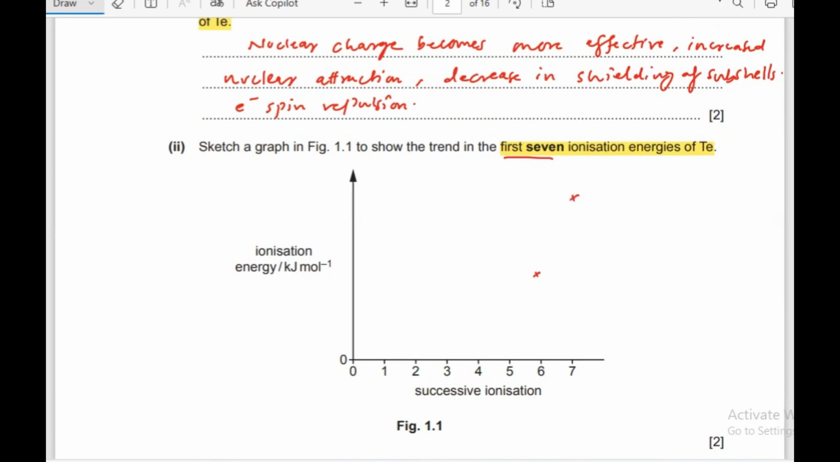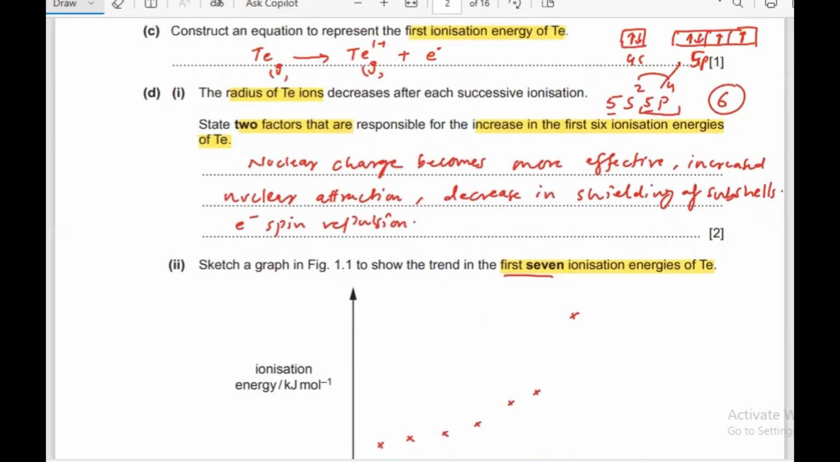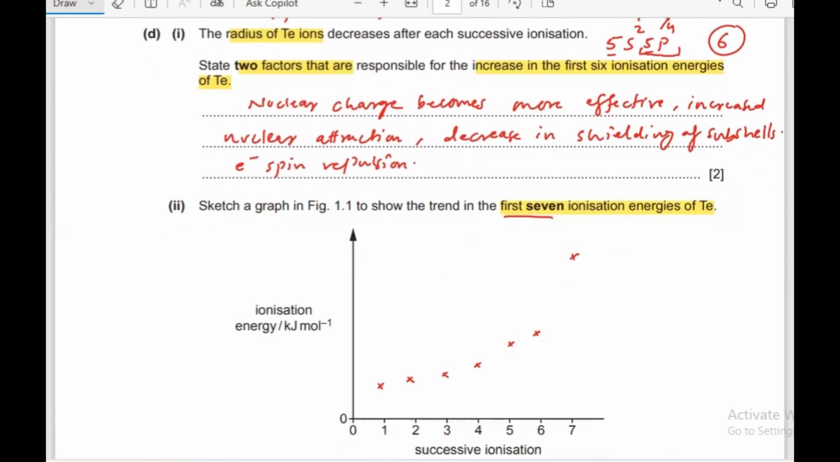Then first electron, then second electron, then third electron, then fourth electron, and then fifth electron. This is the fifth electron. I have explained that if we remove the fifth electron, that must be removed from the 4s. So that's why there is a little bit of increase from the fourth to the fifth ionization.